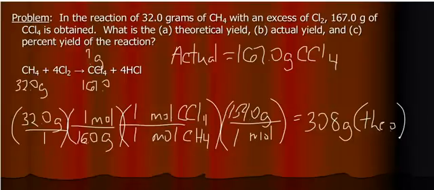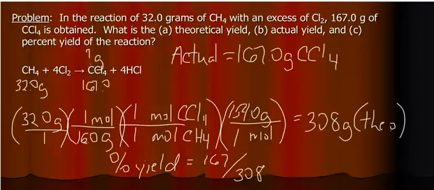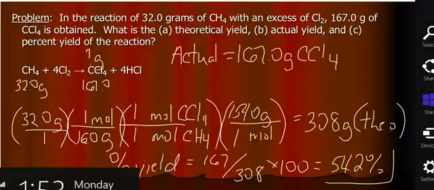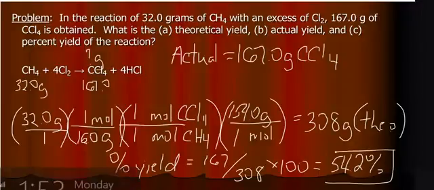But you will never get more than the theoretical yield. So the percent yield is simply how much I actually got, which is 167, divided by what I could have gotten if the reaction were 100% complete. Multiply by 100, the percent yield in this case, just a little over half, 54.2% yield for this reaction.